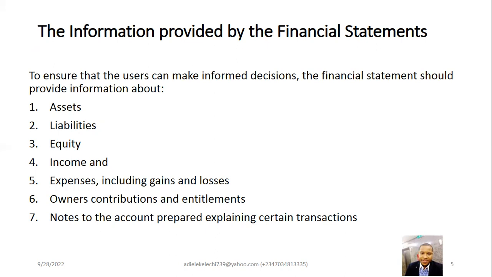Current would mean payables and short-term loans. Non-current would be long-term loans and bonds and the rest of them. Equity will speak to ownership. Income will speak to sales and revenues, other revenues of the business. Expense will speak to the operational cost and admin cost. Owner's contribution on entitlement will speak to investments by owners.